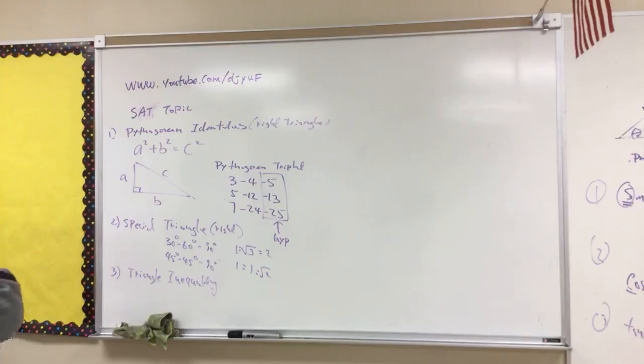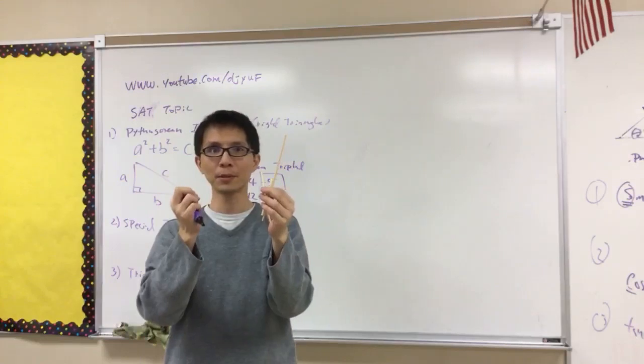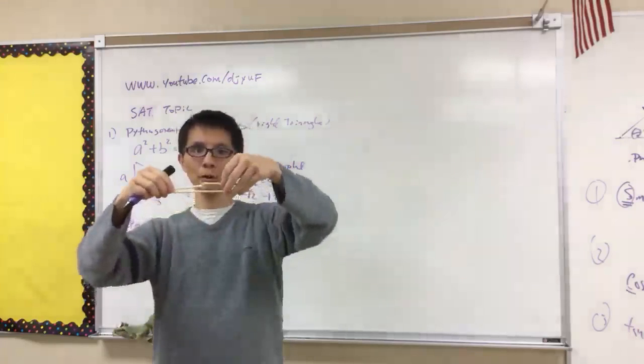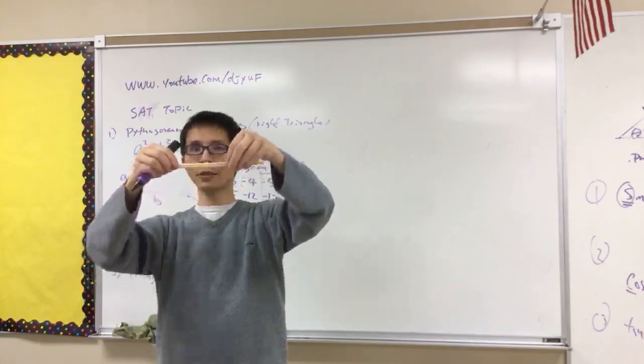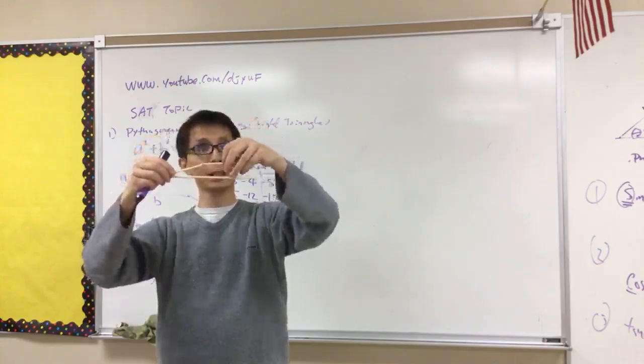Okay, so can you form a triangle out of a pair of chopsticks? Yeah. I mean, you can, but not in this way. There is no way for you to form a triangle, because if I try to form a triangle, I cannot. These two sides have to be greater than the third side.